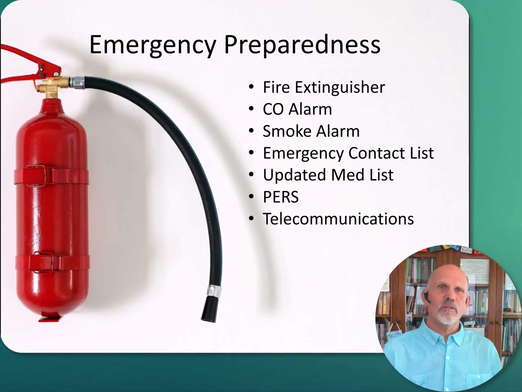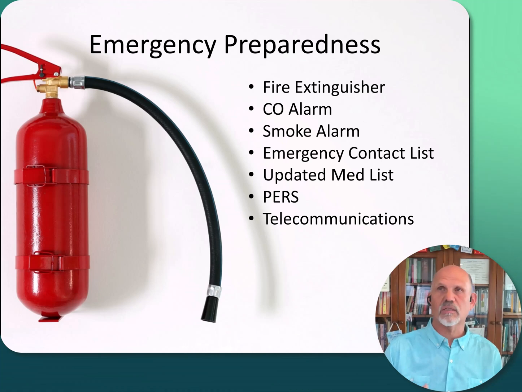The other thing to understand about built spaces is that we do want to at least acknowledge and prepare for catastrophic emergencies, fire, carbon monoxide poisoning. So we want to have some of the basics: fire extinguishers, CO alarms, smoke alarms, updated emergency contact list, updated medication list. Maybe we can get the patient a PERS device, which is a personal emergency response system. It's the button that you push in case you fall. And we want to make sure that they have some reliable telecommunications.